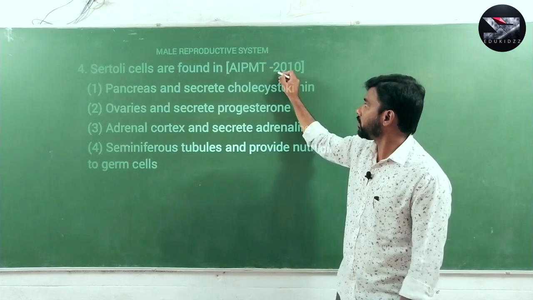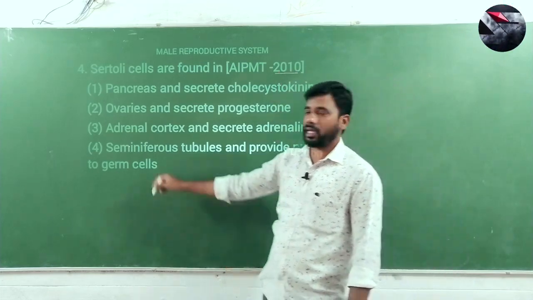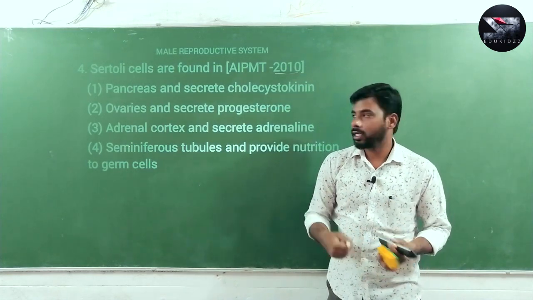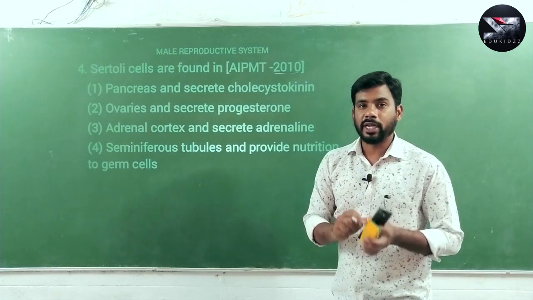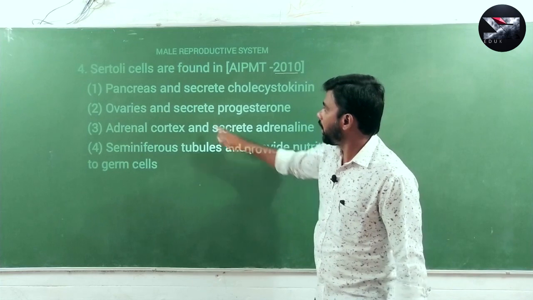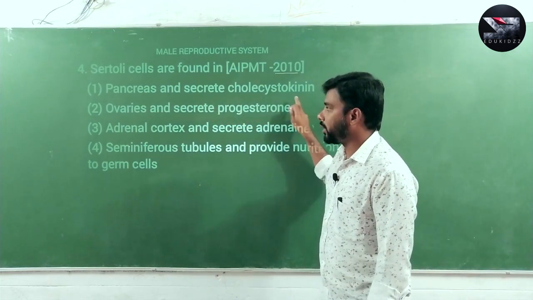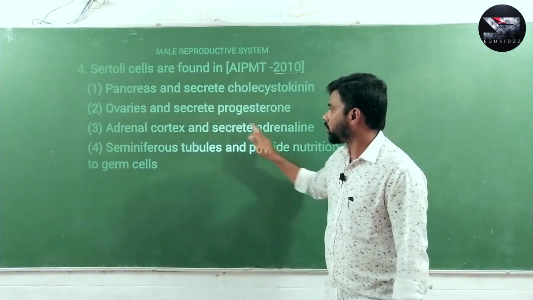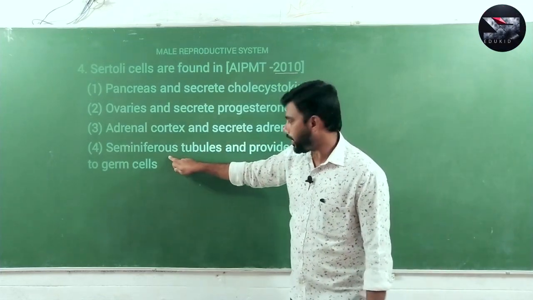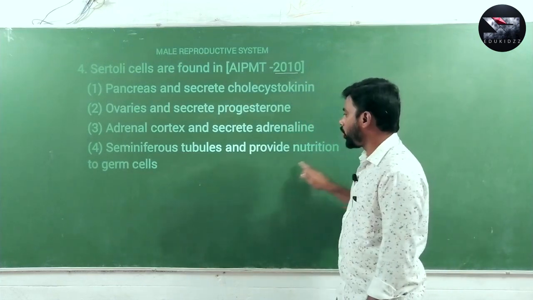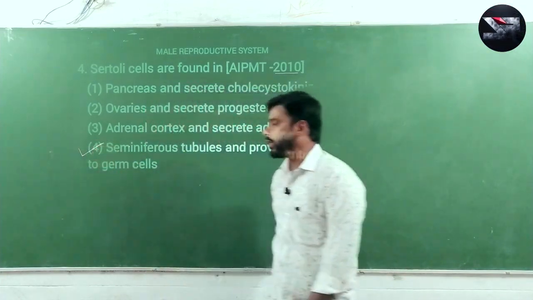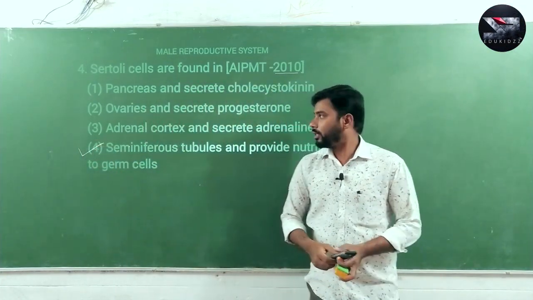This question was asked in the year 2010 AIPMT examination. Sertoli cells are found in... Sertoli cells are also called sustentacular or nurse cells. These cells are pyramidal shaped and present inside the seminiferous tubule. Let us look at the options. Pancreas and secrete cholecystokinin, this is wrong. Ovaries and secrete progesterone are wrong. Adrenal cortex and secrete adrenaline is also wrong. They are present inside the seminiferous tubule and provide nutrition to the germ cells, hence Sertoli cells are also called nurse cells or sustentacular cells.